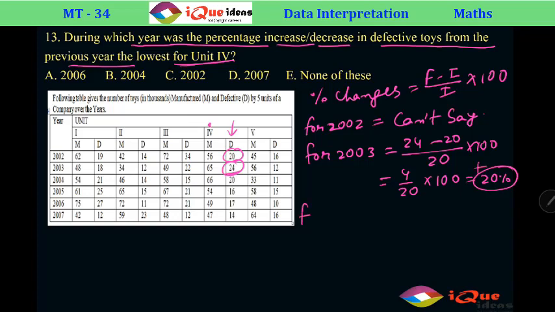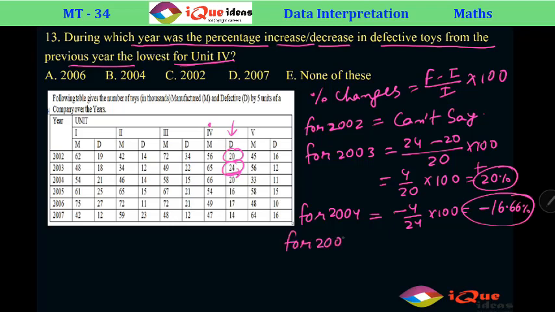So for 2003, it is a 20% increase, positive. Let's do it fast. For 2004, from 24 to 20, it is minus 4 upon 24 into 100. That is minus 1 upon 6, that is minus 16.66%, and this is a decrease. For 2005, it is from 20 to 16, so minus 4 divided by 20 into 100, which is equal to minus 1 by 5, that is minus 20%. So in 2005 also there is a decrease.